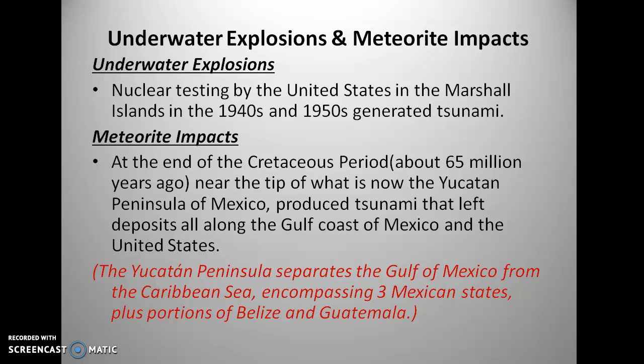One major meteorite impact occurred very long ago, that means 65 million years ago, at the end of the Cretaceous period, near the tip of what is now the Yucatan Peninsula of Mexico. It produced a tsunami that left deposits all along the Gulf Coast of Mexico and the United States. The Yucatan Peninsula separates the Gulf of Mexico from the Caribbean Sea, encompassing 3 Mexican states plus portions of Belize and Guatemala.